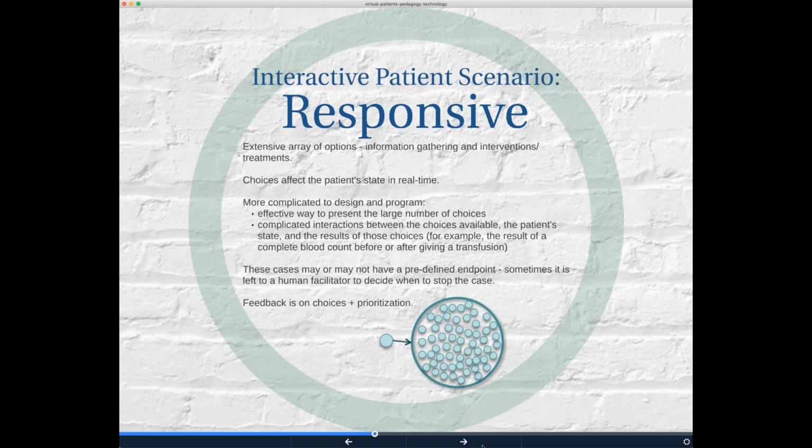So the example I give here is if you have somebody come in and they're anemic, and then part of your management is to give a transfusion, you would expect, and then you do another CBC, your results are going to change based on your intervention.